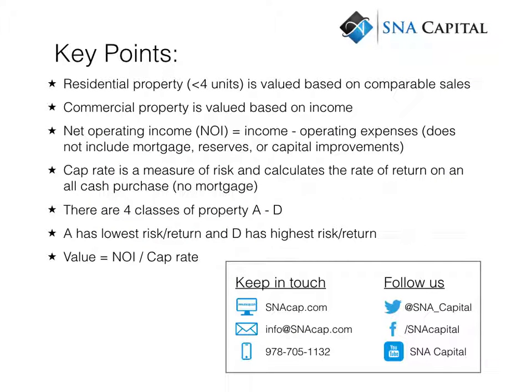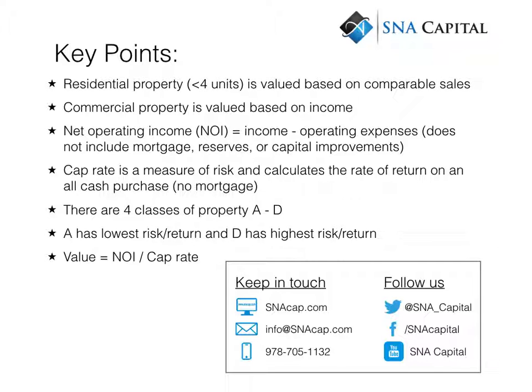The key points from this presentation were: residential properties are under 4 units. I don't know if I mentioned that earlier. So if it's 4 units or less, it's valued based on comparable sales. If it's 5 units or more, it's considered commercial, and it's valued based on the income that it produces. The net operating income is the annual income minus the annual operating expenses. And again, that doesn't include the mortgage, the reserves, or the capital improvements.